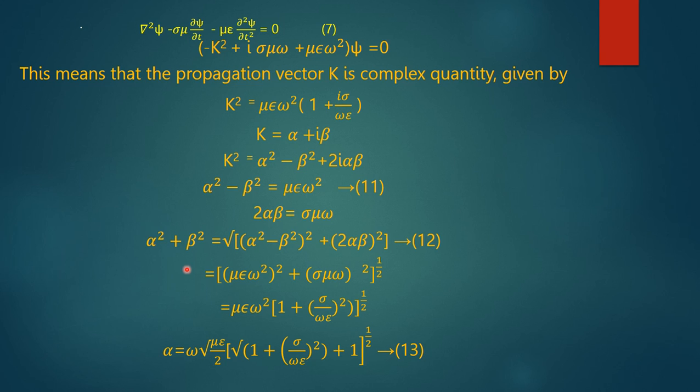and if we solve the two equations, that is alpha square plus beta square is equal to this, and alpha square minus beta square is equal to mu epsilon omega square, after solving these two equations we find alpha is equal to omega root over mu epsilon by 2 into root over 1 plus sigma by omega epsilon the whole square plus 1, the square root. Say this equation 13.